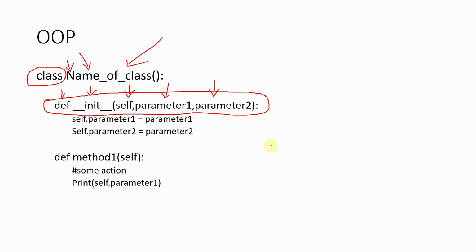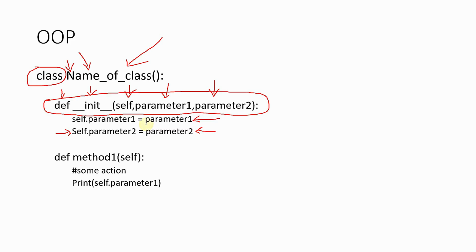Let's take them to be parameter 1 and parameter 2. Inside the init definition, we are assigning the arguments, parameter 1 and parameter 2, to the attributes of the class. How can you do that? By using this self that is given right over here. You can write self dot the argument name. Here in our case the argument names are parameter 1 and parameter 2. So we are assigning self dot parameter 1 with the argument parameter 1.